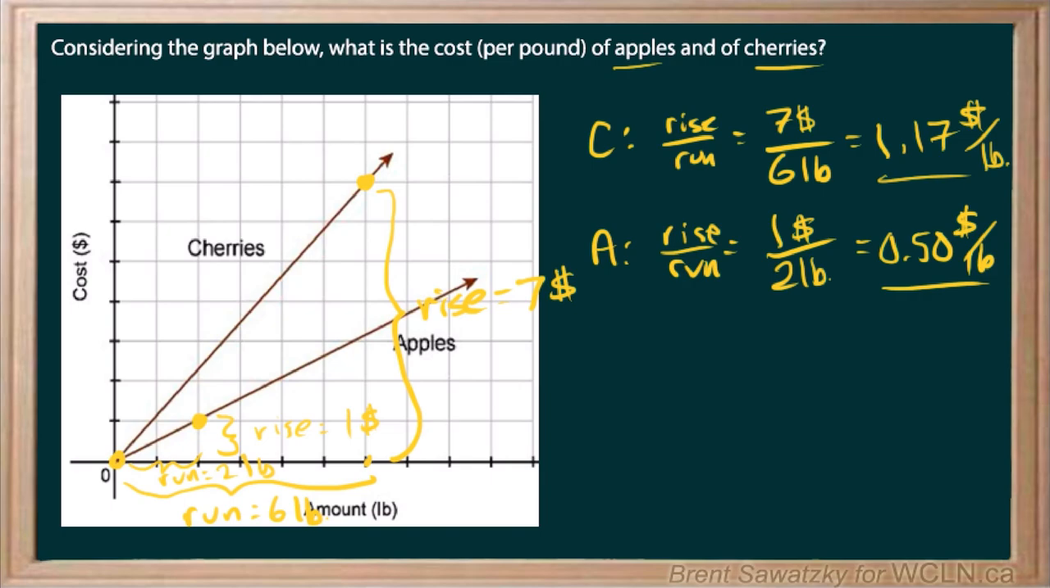All right, so we've established what the costs are, the unit rates for these. Basically, $1.17 for cherries and 50 cents for the apples. And I guess we were just kind of establishing those costs. If we wanted to, we could say, well, the cherries are clearly a bit more expensive. And yeah, that's as much conclusion as we have to make here.